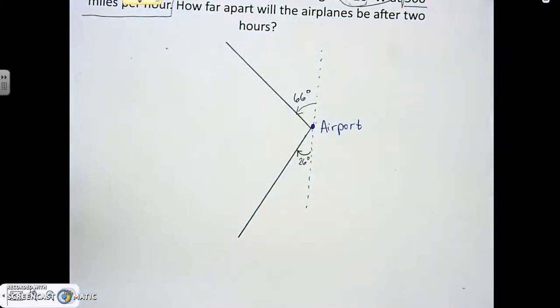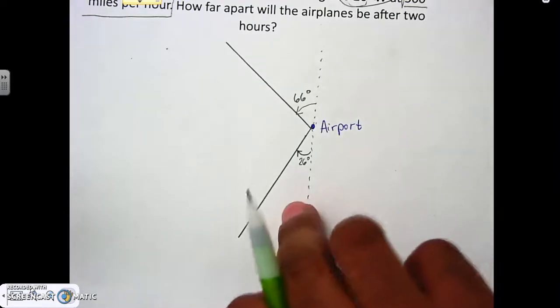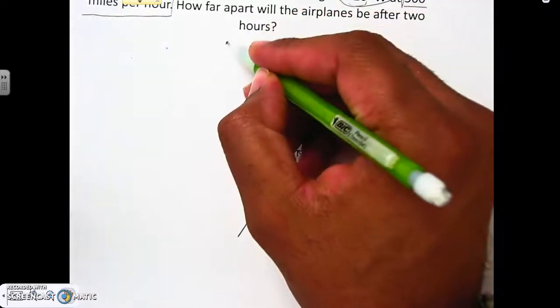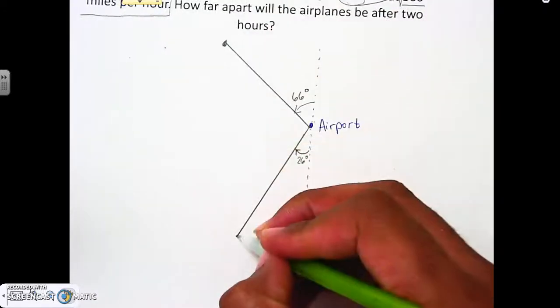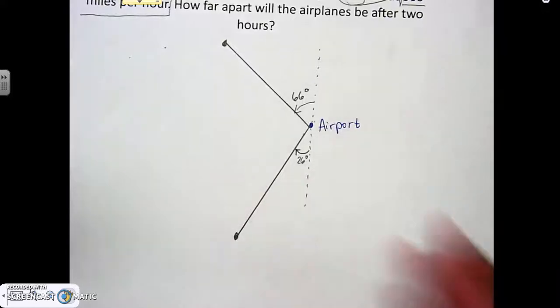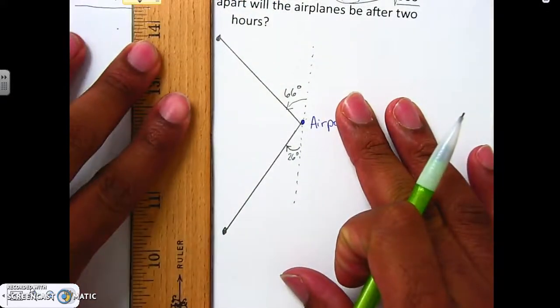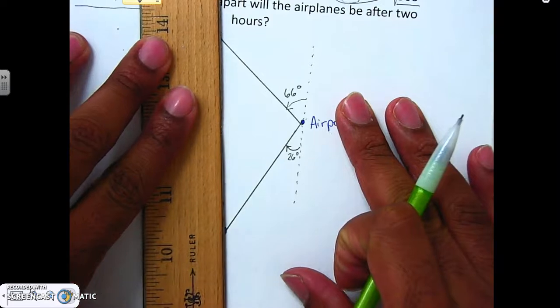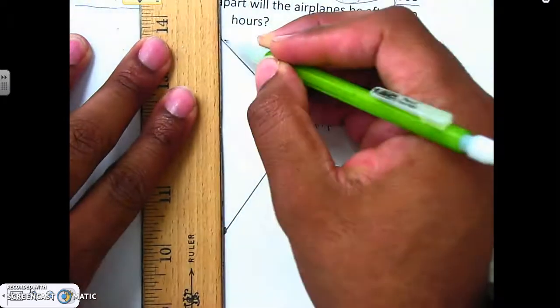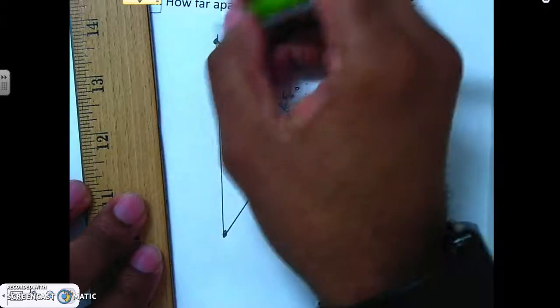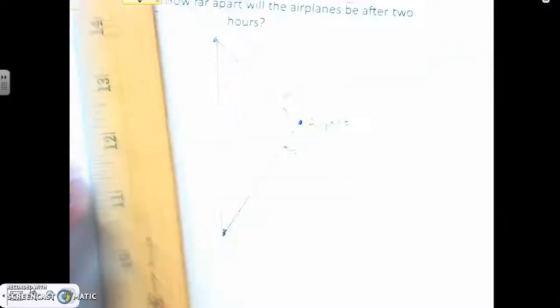Okay. And they ask, how far are the planes apart from each other? So are we trying to find this side and this side? Or are we trying to figure out if this plane is here and this plane is here, how far apart are they? That's what we're trying to find. We're trying to find this side right here. Alright. So that's the side we're looking for.